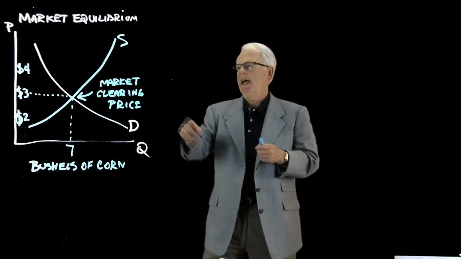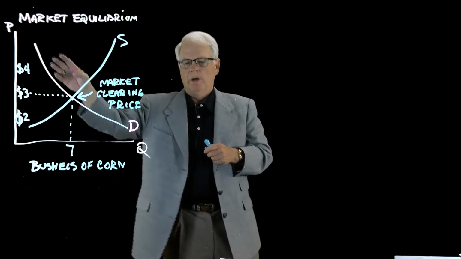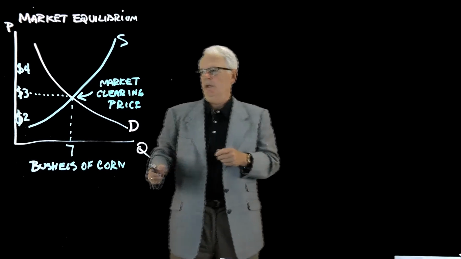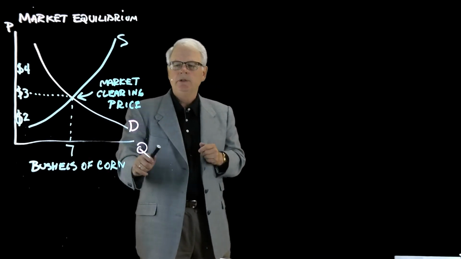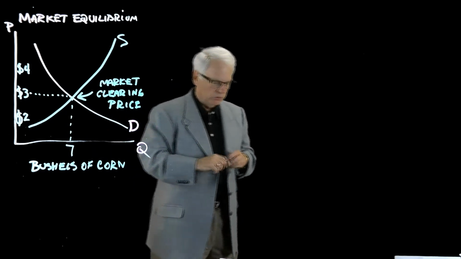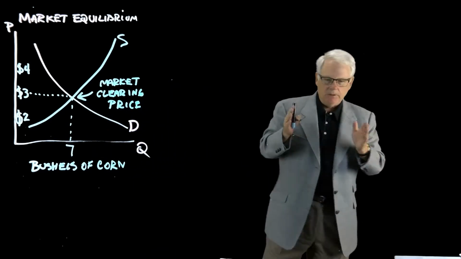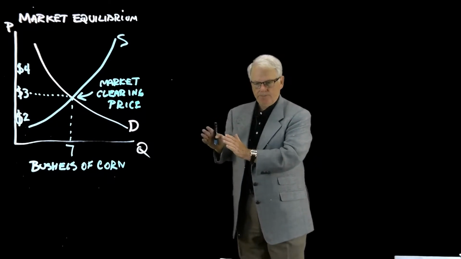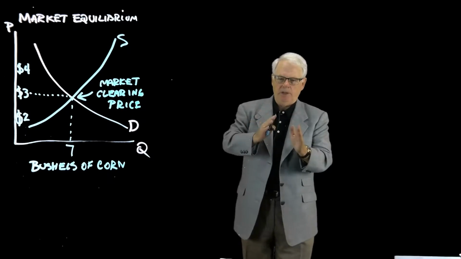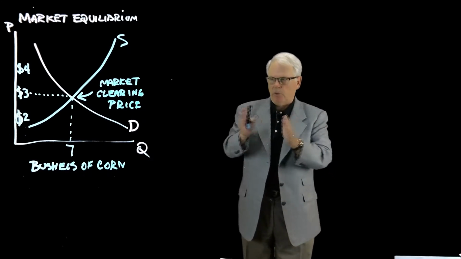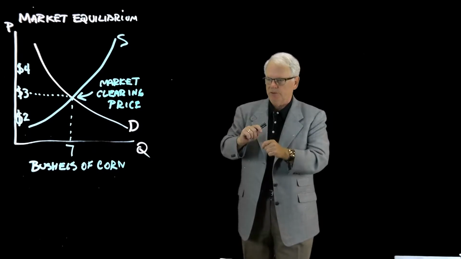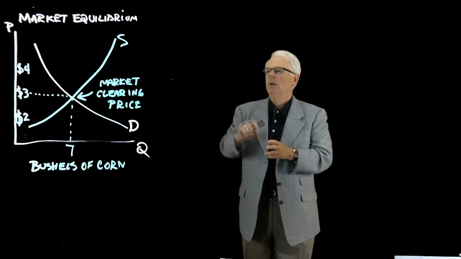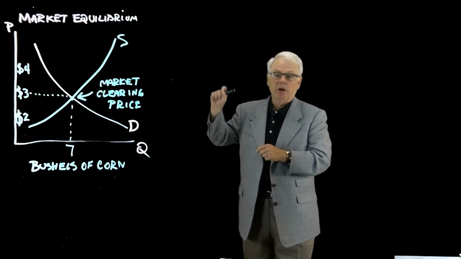Suffice it to say that at the market clearing price, the price of $3 for a bushel of corn and the quantity demanded and supplied of 7 bushels is the market clearing price. It is the point where the quantity demanded, allocative efficiency, and the quantity supplied, productive efficiency, again, is at its most efficient point. The market clears, the price clears the market.